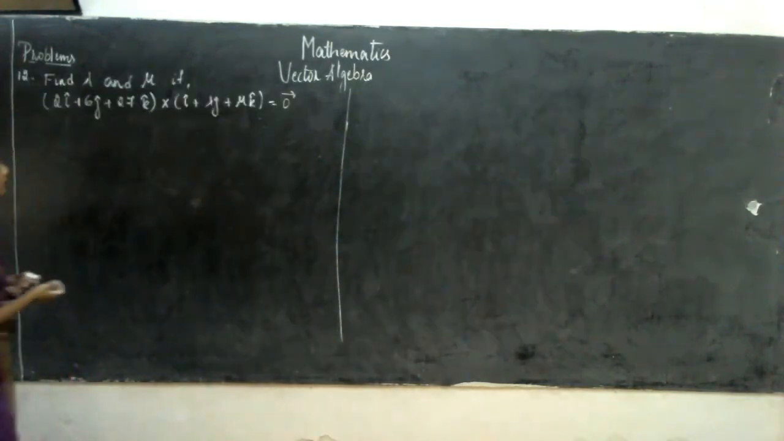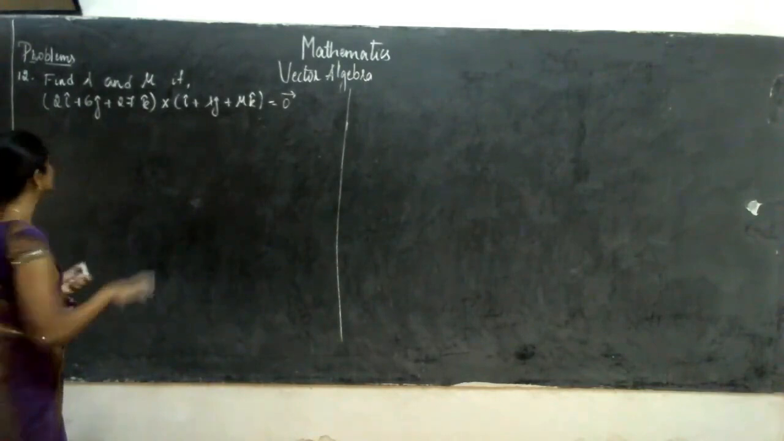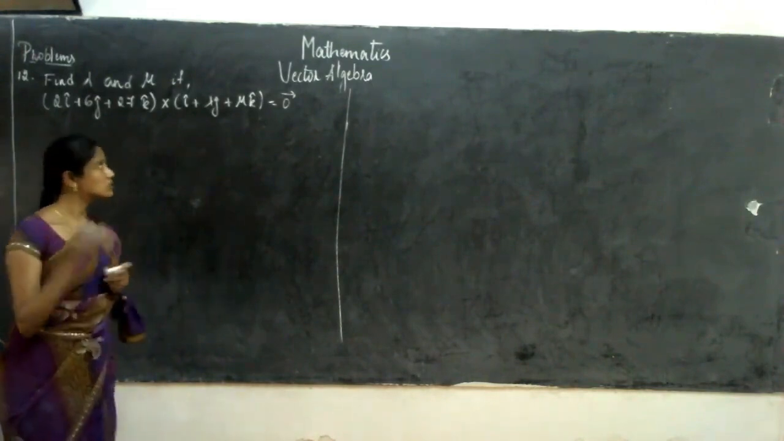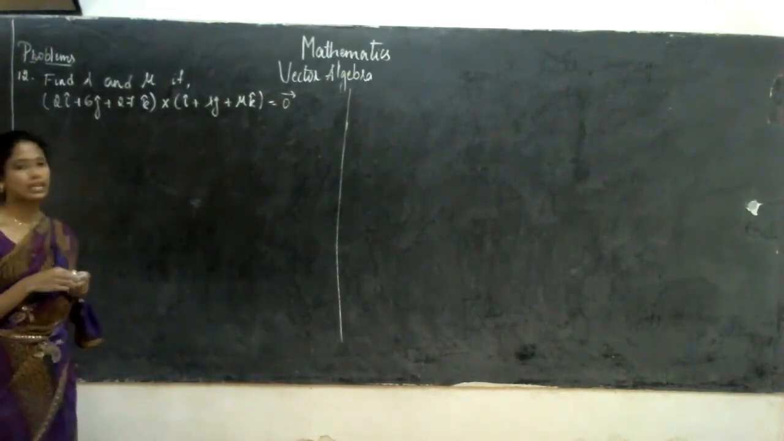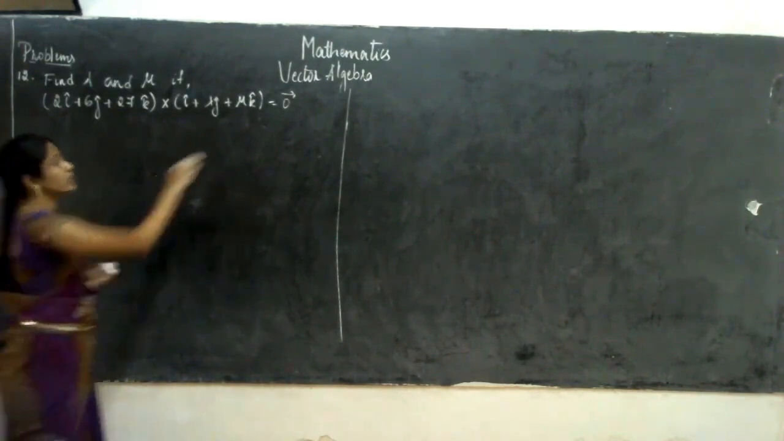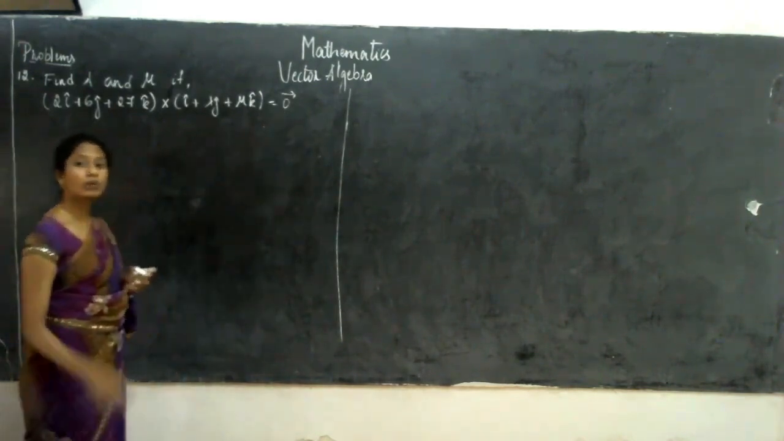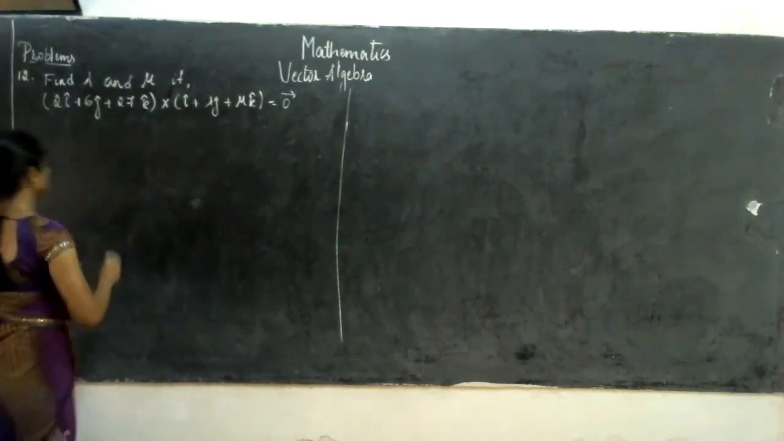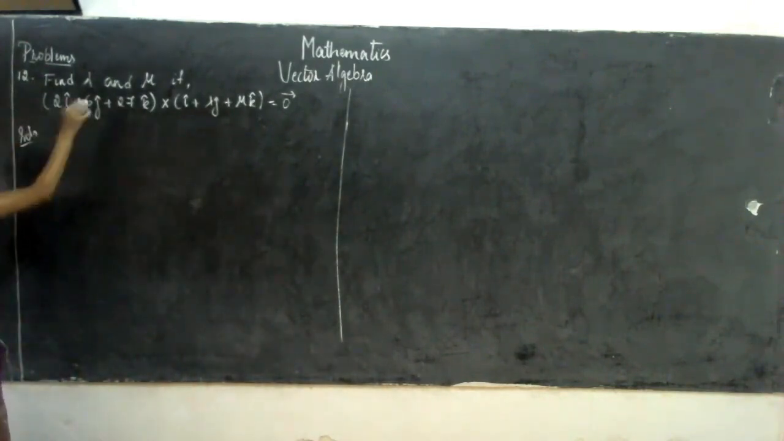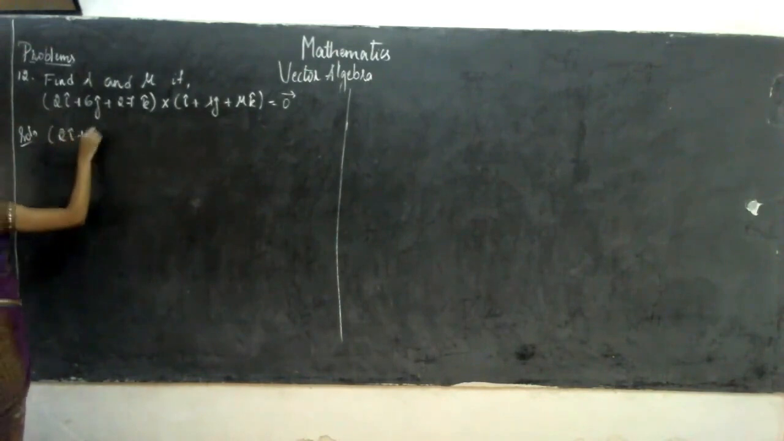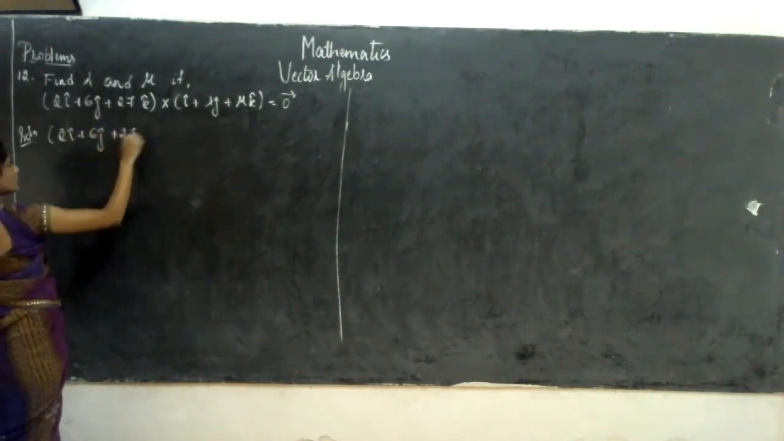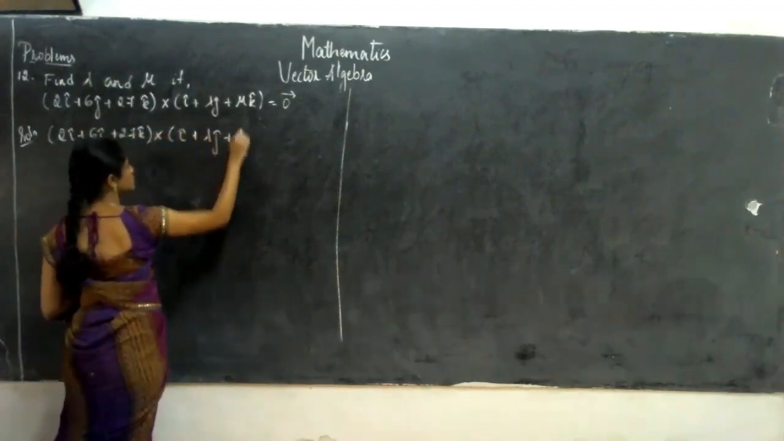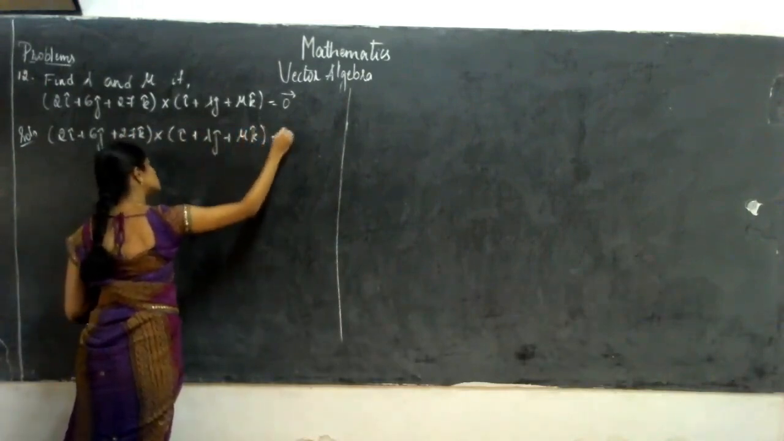Next problem, we need to find the value of lambda and mu. They have given that (2i cap plus 6j cap plus 27k cap) cross (i cap plus lambda j cap plus mu k cap) is equal to 0 vector. 0 vector means it is equal to 0 i cap plus 0 j cap plus 0 k cap. So for the solution, I am considering the entire thing.